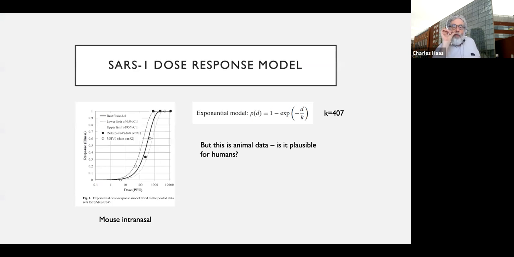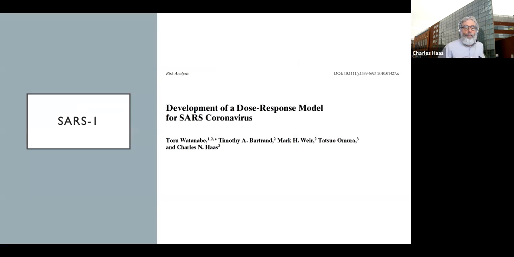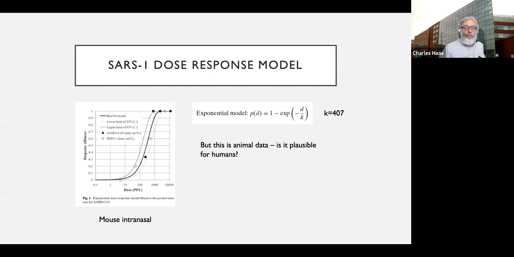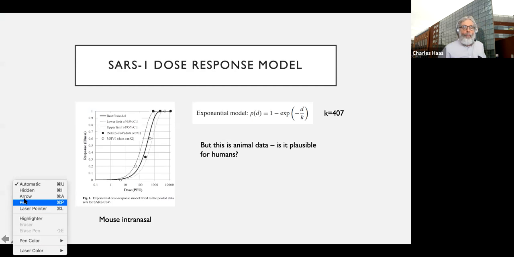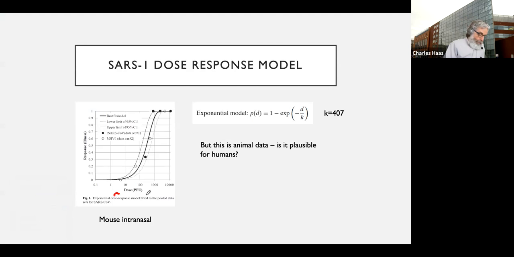So there were several non-human models for SARS-CoV-1. And the best models were available for two coronaviruses that were administered to mice intranasally. And so you see in this graph, again, dose in terms of plaque-forming units, and response on the y-axis.